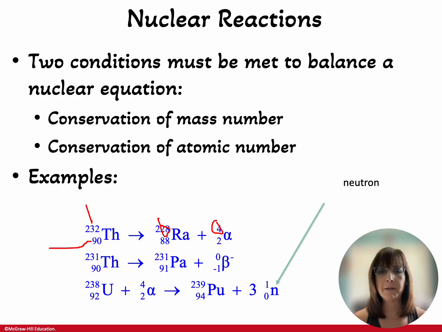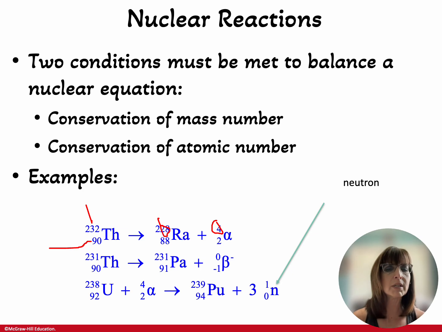We've got 231. On the other side, you have 231 plus 0, 231. The bottom needs to add up to 90. 91 minus 1 is 90. So if you focus on these two numbers, it's actually quite easy to balance a reaction.